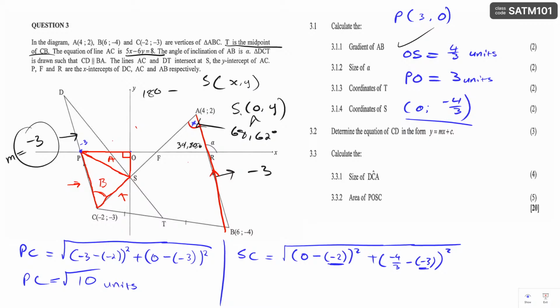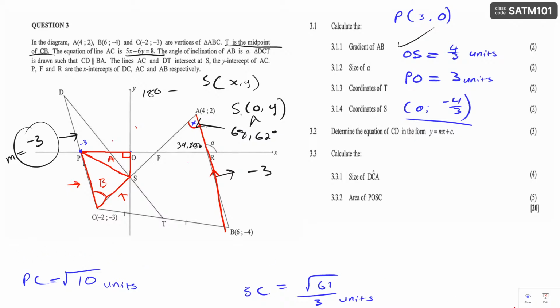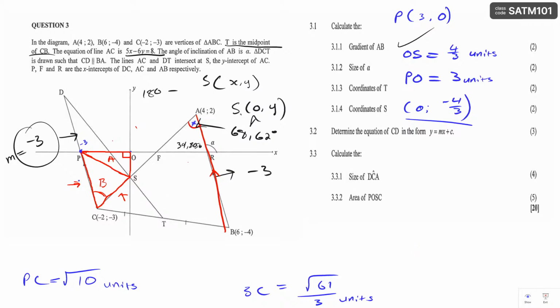So this one is going to give us the length SC, which is square root of 61 over 3 units. So this one is SC. Allow me to erase this one, because now you know how I got the distance. Now that we have everything, we have this length, we have this length, we have this angle. So now we can start.